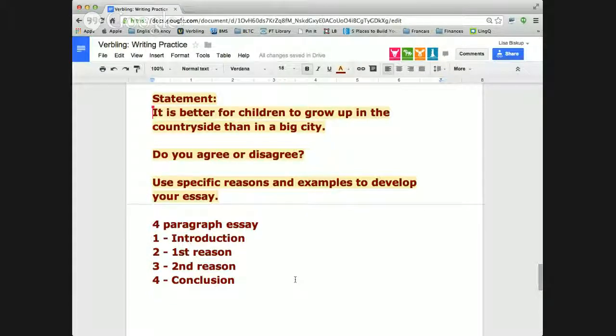You could say, in the countryside, we've done this one before, so some people have said, in the countryside there aren't that many opportunities. So it's better to be in a big city because you have more opportunities for learning things. You have more opportunities for healthcare services. It's fun to go out and go to places, take classes, go to shows, entertainment, stuff like that. So you just have to agree or disagree.